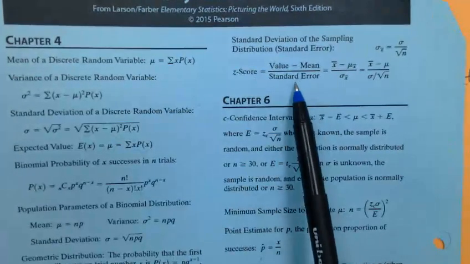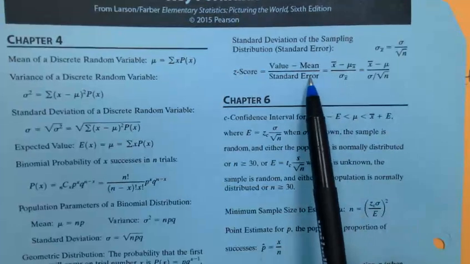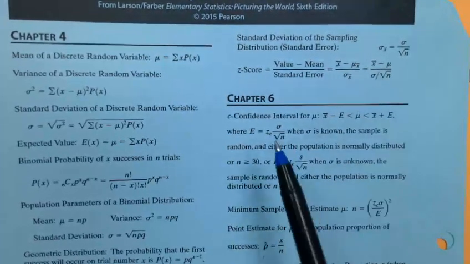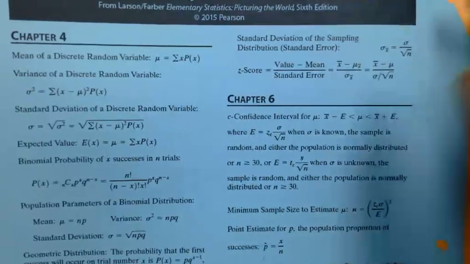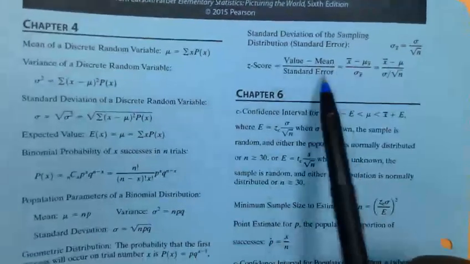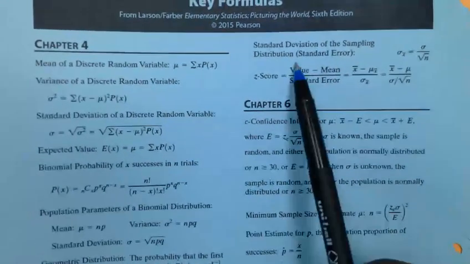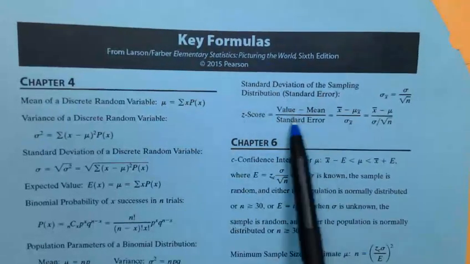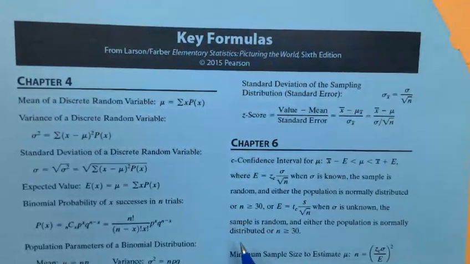Z-score changes when you have a sampling distribution because now you have a sample size. So we incorporate it into our standard deviation. So the actual value minus mean over standard error. Remember, standard deviation and standard error are the same thing. Standard error is the standard deviation of the sample distribution. So the symbol changes. So your equation is going to change down here.